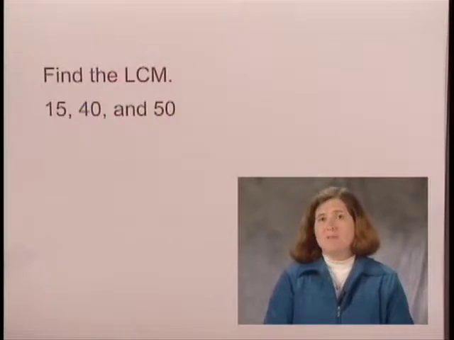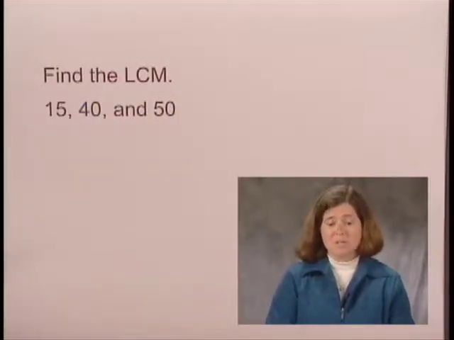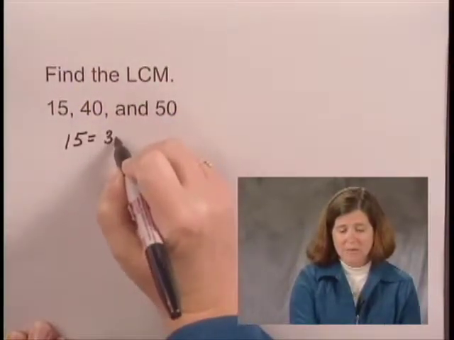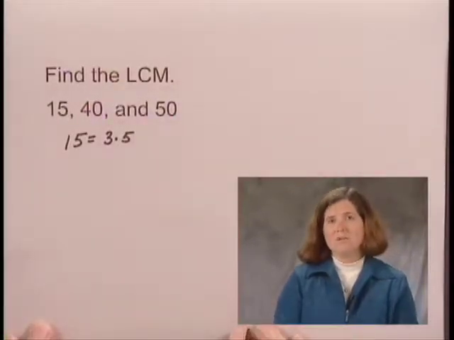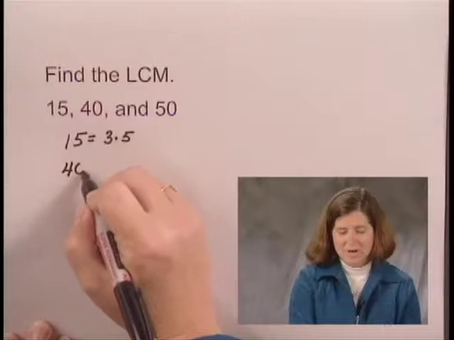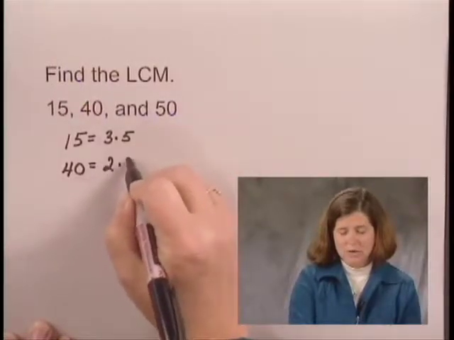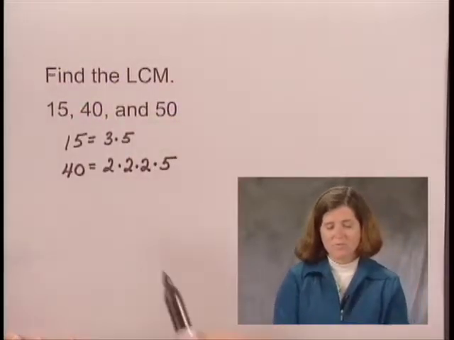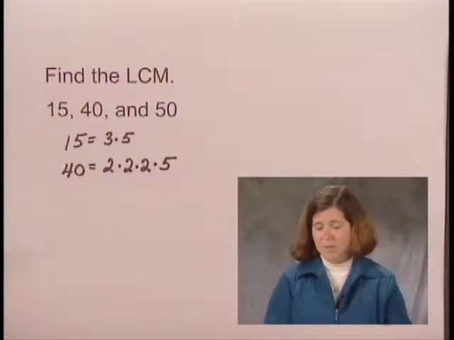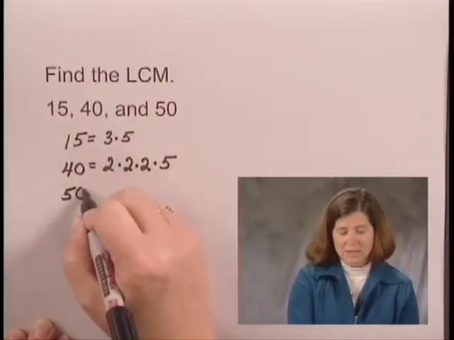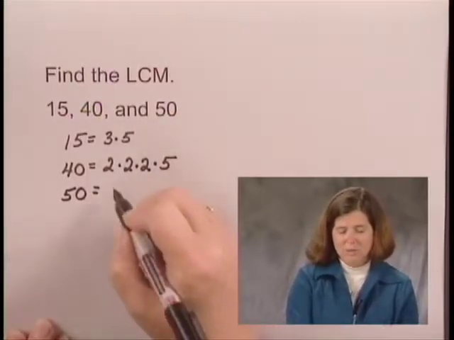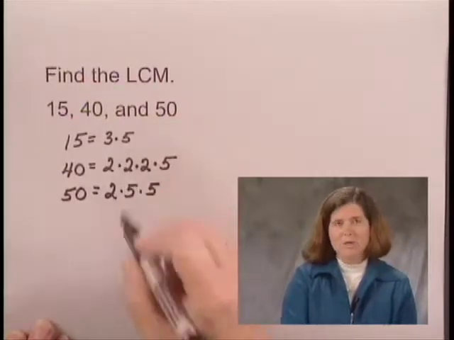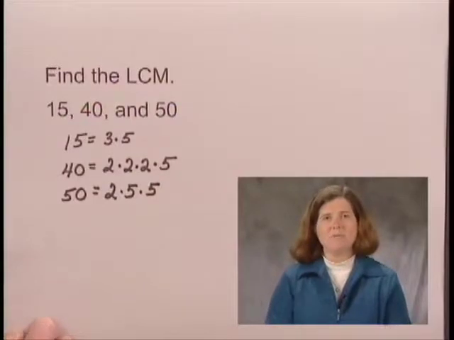We'll use the prime factorizations of each number to find the least common multiple of these three numbers. We find the prime factorization of 15, which is 3 times 5. We find the prime factorization of 40. 40 is 8 times 5, and 8 is 2 times 2 times 2, and then times 5. So the prime factorization of 40 is 2 times 2 times 2 times 5. The prime factorization of 50, since I know 50 is 2 times 25, will be 2 times 5 times 5. Now we can use those prime factorizations to find the least common multiple of the three numbers.